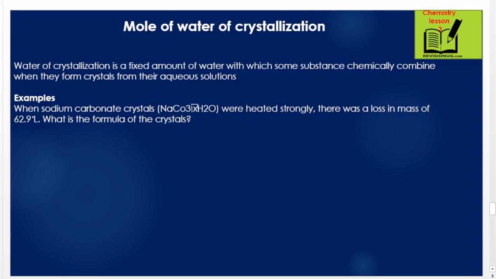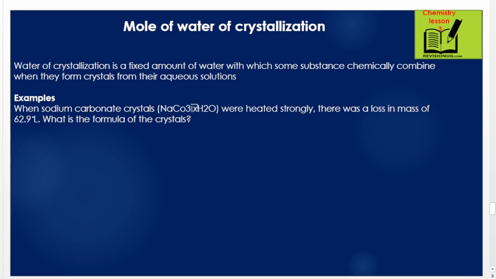The word crystallization comes from the word crystals. In chemistry, we have different compounds with different chemical characteristics. Some compounds form crystals with the help of water, and this water is a specific amount needed to make them crystallize. That process of becoming crystals is what we call crystallization, and the water they need to make crystals from their aqueous solutions is what we call water of crystallization.